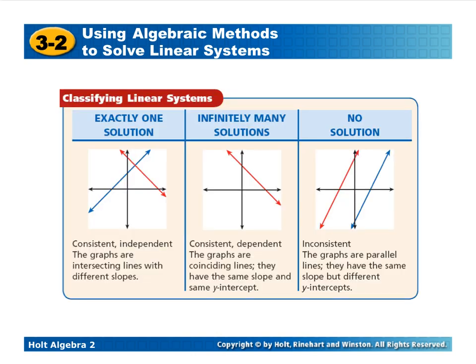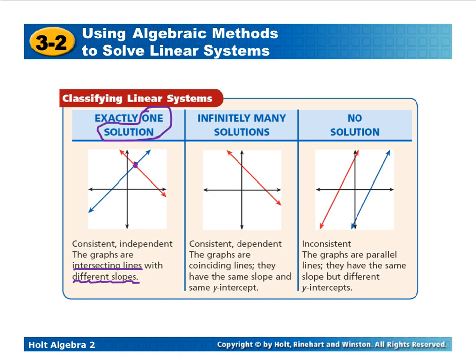Here are three different possible solutions you can have when you have linear systems, meaning two lines. Here are three possible ways that this can happen. The first scenario, and the scenario you're most used to, is when I have exactly one solution. And this happens when I have intersecting lines. Lines with different slopes will intersect at only one point.